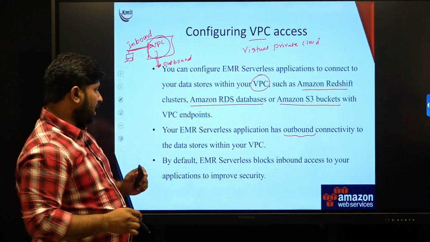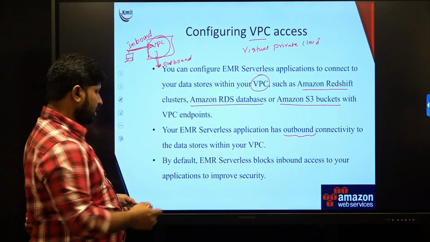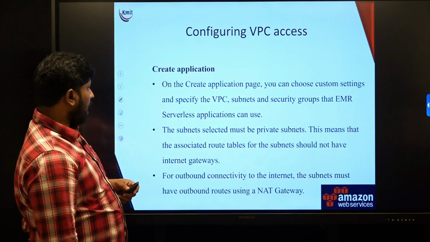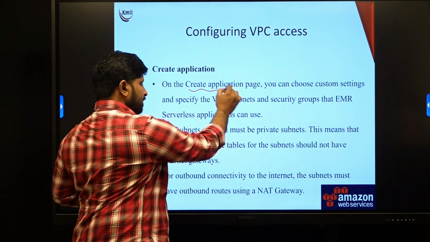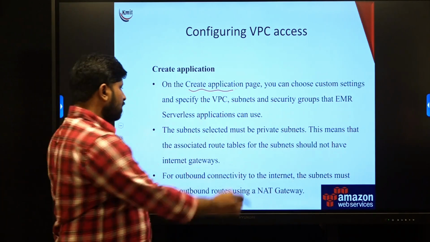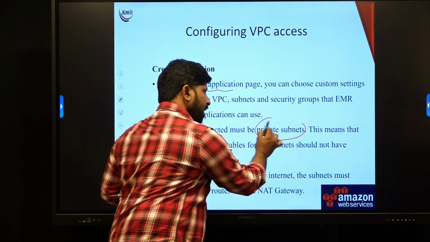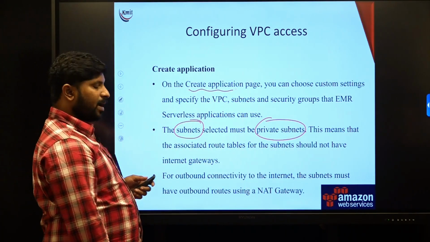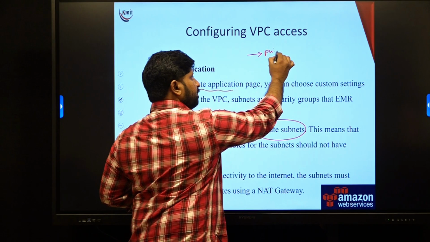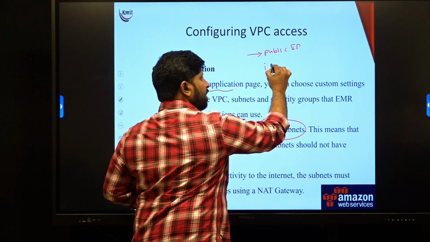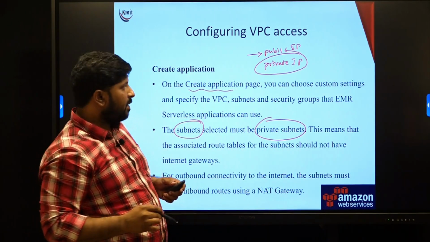By default, outbound connectivity is being given to various services, but inbound connection is being disabled. So you have to provision your inbound rules while you are creating an application itself. How we can create inbound rules? You have to create subnets, and those subnets should be private subnets. What do I mean by private subnets? It means that the subnet should not be given a public IP. It should be running on a private IP, not on a public IP.